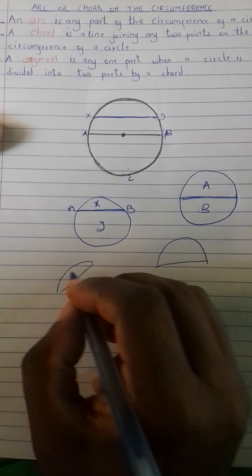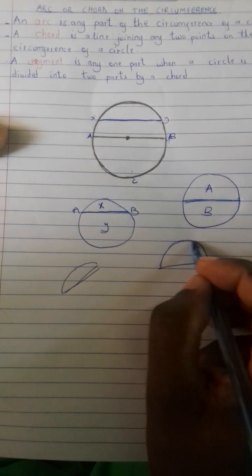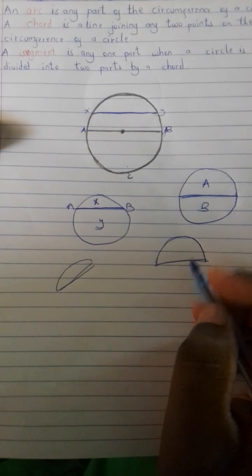So a segment has an arc and a chord. A segment is made up of an arc and a chord. That's what we call a segment.